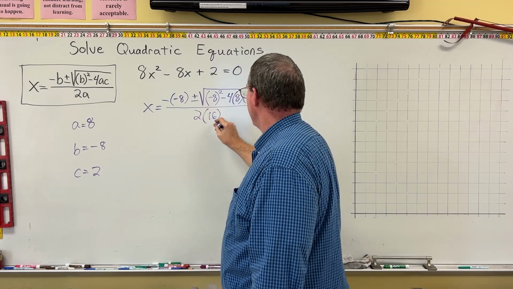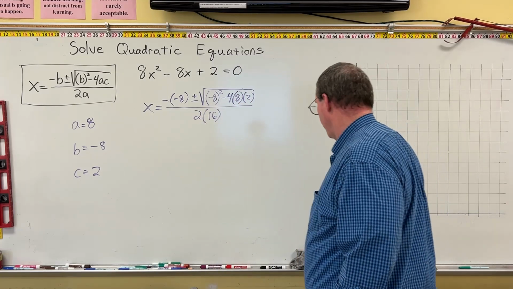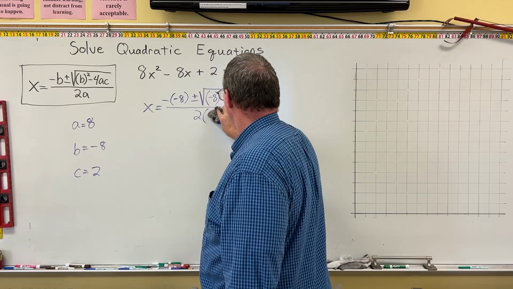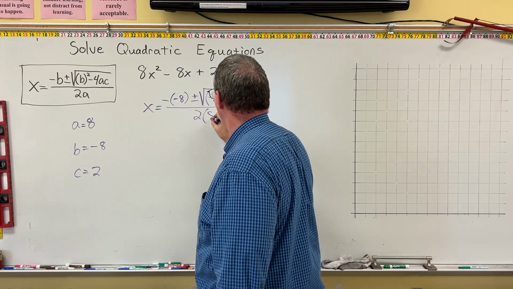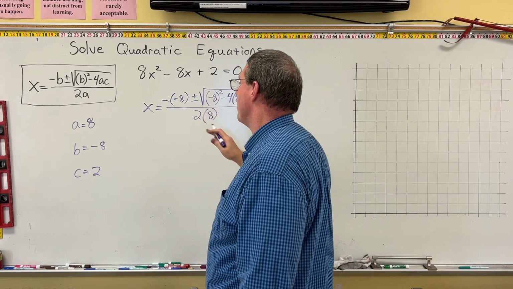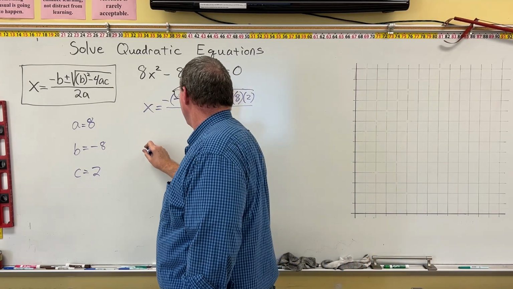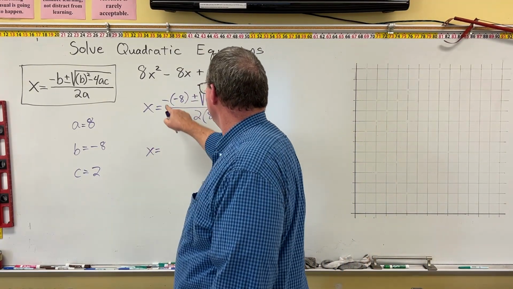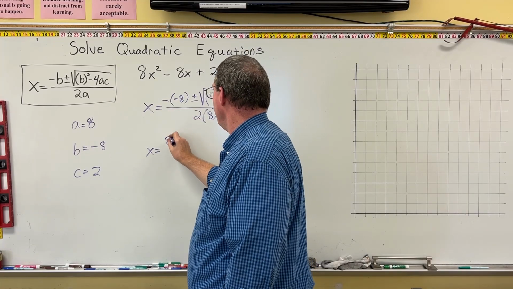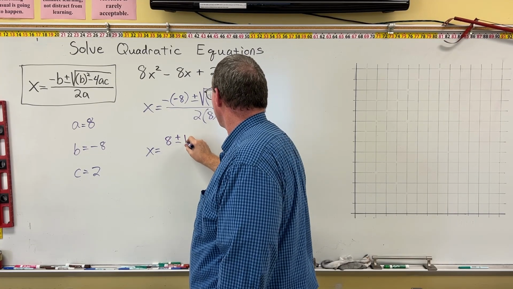A is 8, but 2 times A, sorry about that, 2 times 8 is going to become 16. Okay, so I'm just thinking ahead. So I'm going to go ahead and resolve some of this. X is equal to -8 is just 8, plus or minus the square root of.